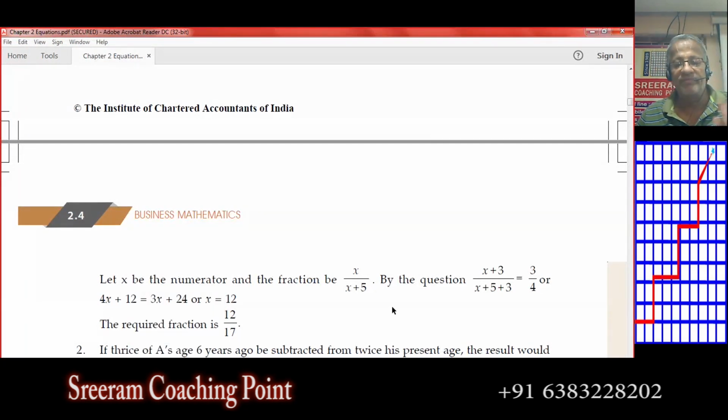If thrice of A's age 6 years ago be subtracted from twice his present age, the result would be equal to his present age. How do we crack it? How do we make a program?